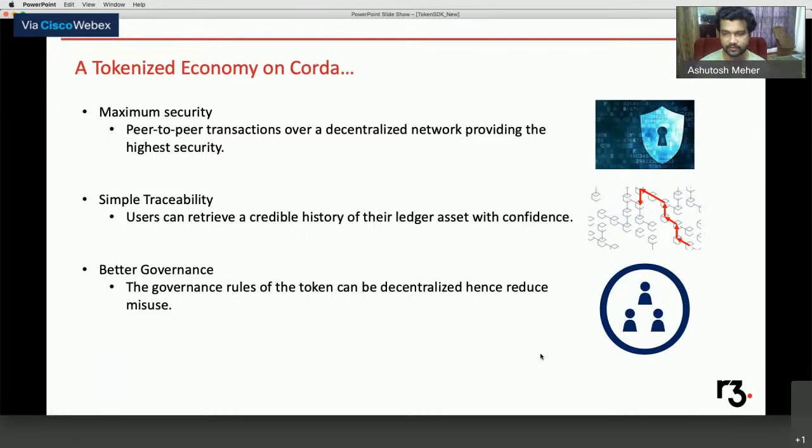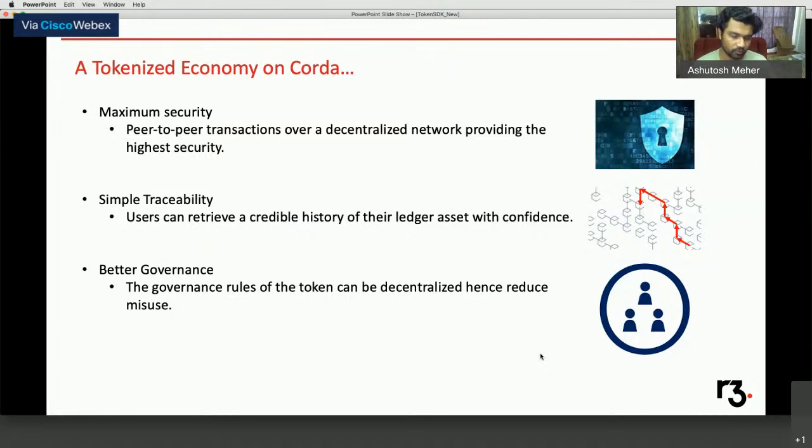As well as your token is really traceable, right? You could know whether this token has been issued by a proper identity or not. You could see the entire history in an immutable ledger, which is stored on the Corda platform. And it also gives rise to decentralized governance.